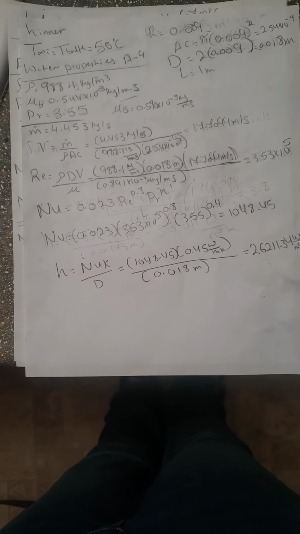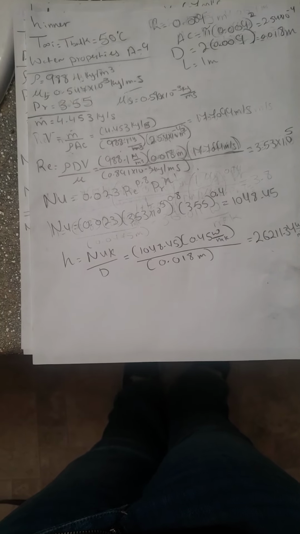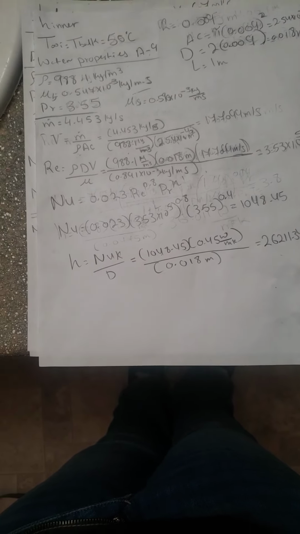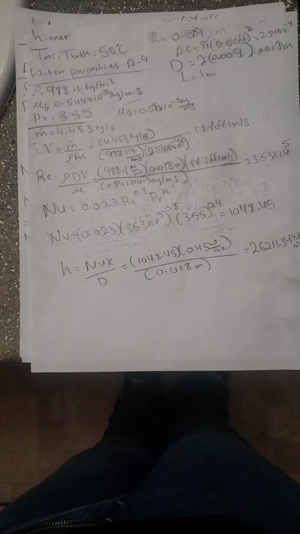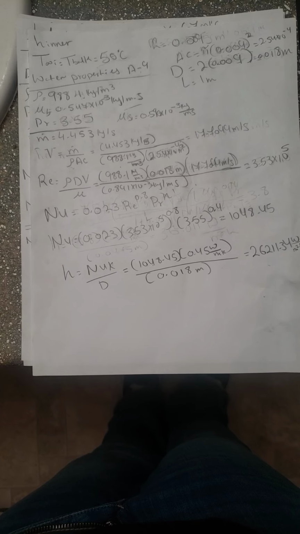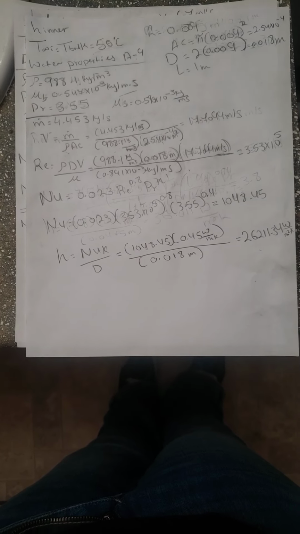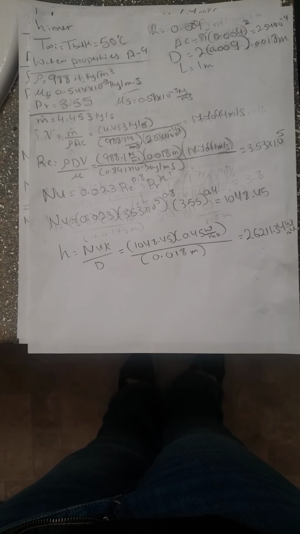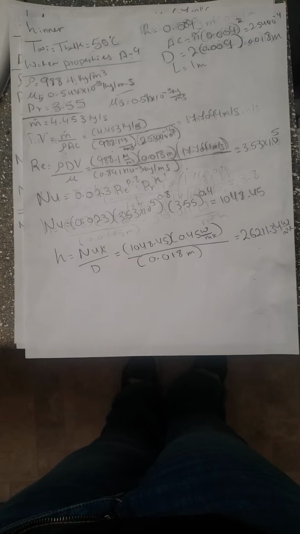The properties were obtained from the water tables, which is table A9. This was plugged into the Reynolds number, and the velocity was found from the flow rate and the continuity equation, which is also plugged into the Reynolds number. The Reynolds number was found to be turbulent, so from the correlation table for internal flow for turbulent, we were able to get the Nusselt number, which was then used to find h inner.